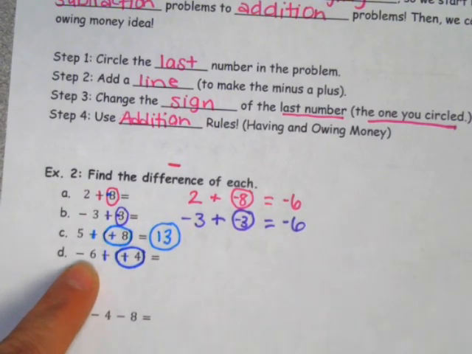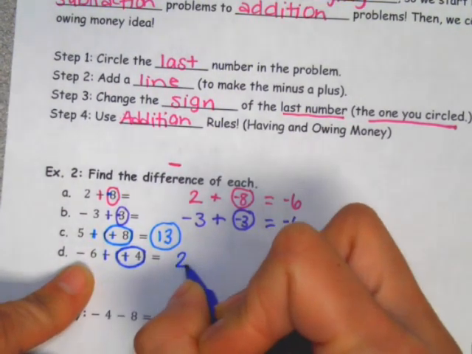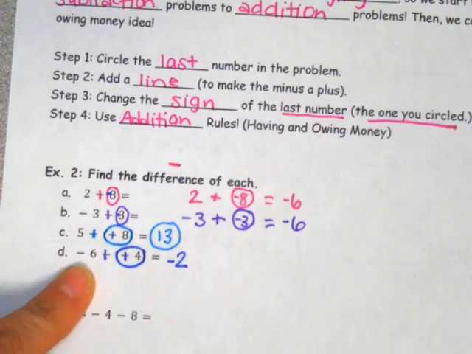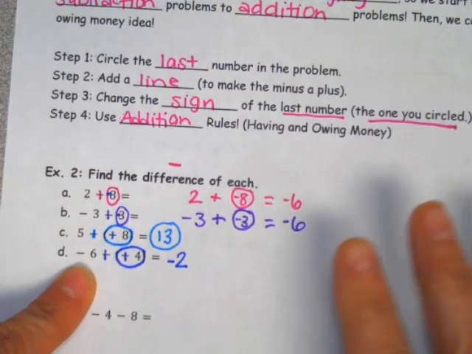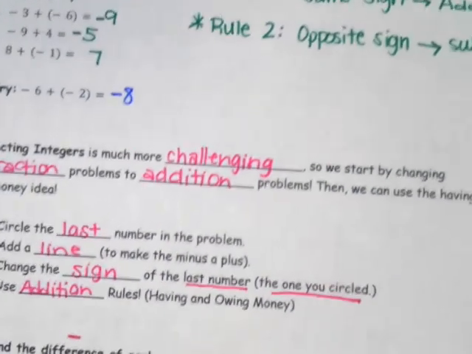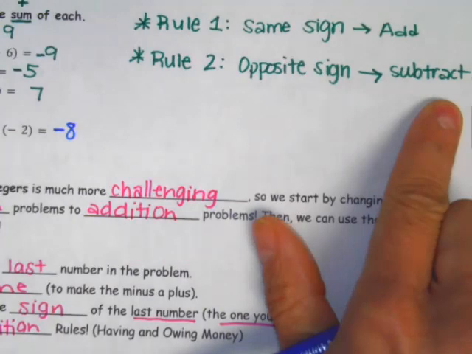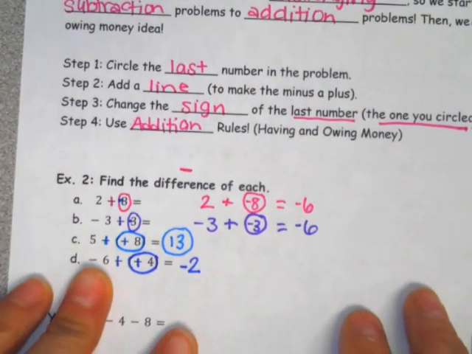Do you still owe her money or not? Yes, you still owe her money. How much do you owe? You owe $2, and owing is negative. Again, if you want to double check that, right? Now you have a negative and a positive. Those are opposite signs, right? Opposite signs, we subtract, and that's what we did here.